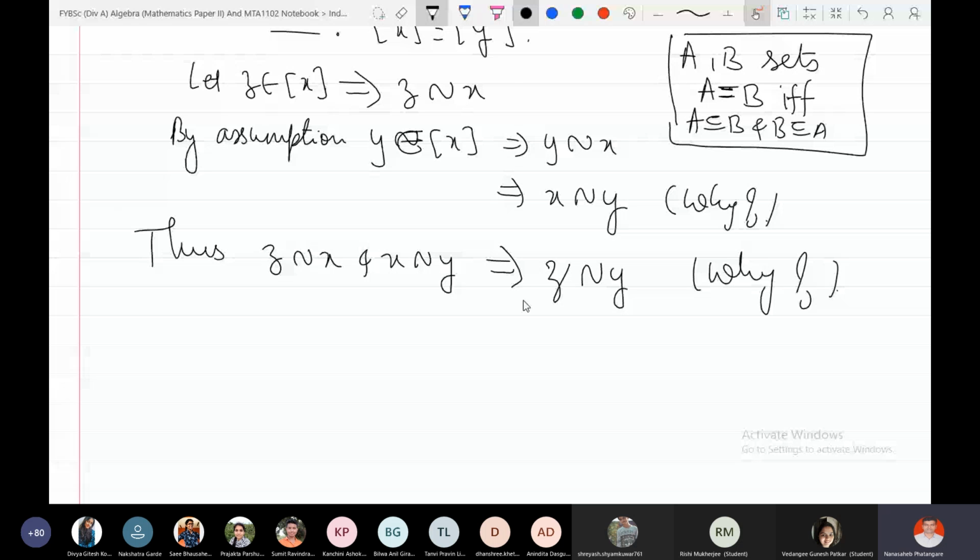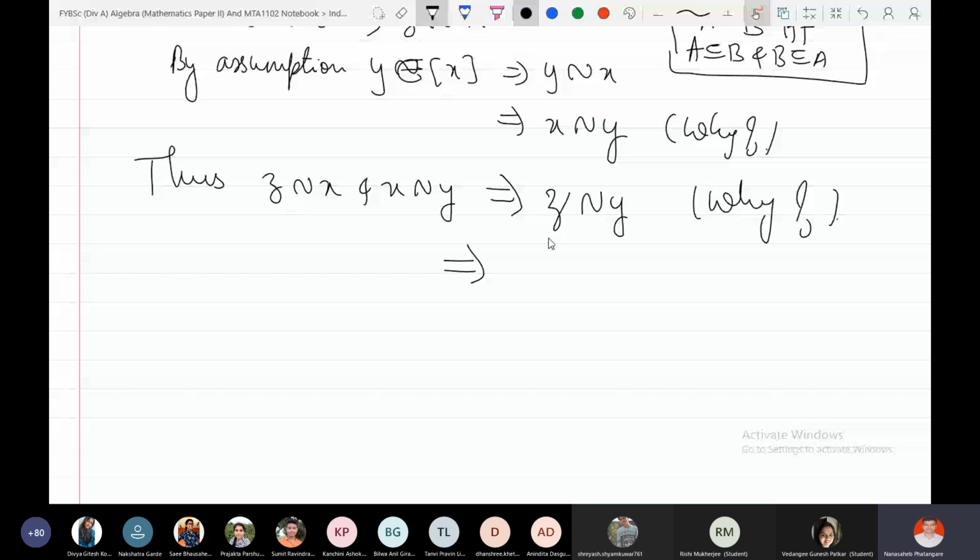But by definition of class, if some element is related to Y, that means that element is in class of Y, right?